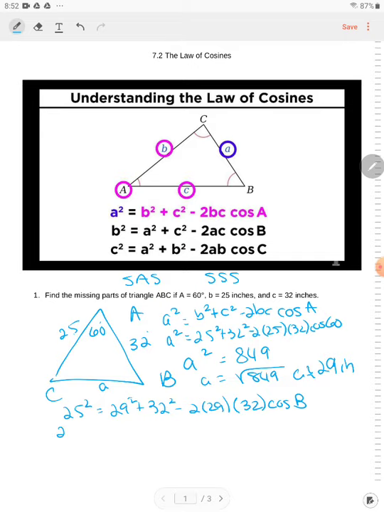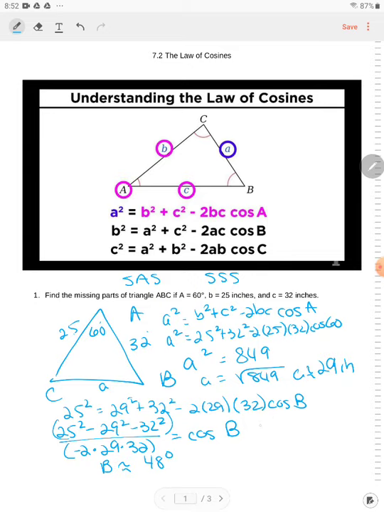Okay, so we are going to work 25 squared minus 29 squared minus 32 squared divided by negative 2 times 29 times 32 is equal to cosine of B. If you are using your graphing calculator, please put parentheses around the numerator here. So doing the math and taking a cosine inverse, we get B is approximately 48 degrees.